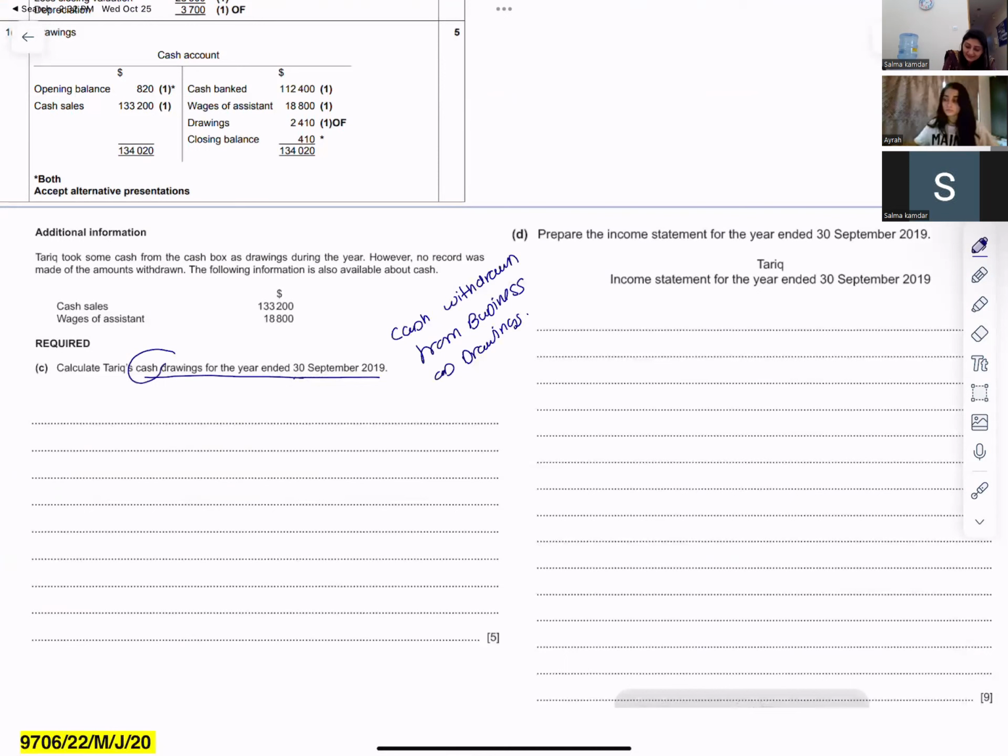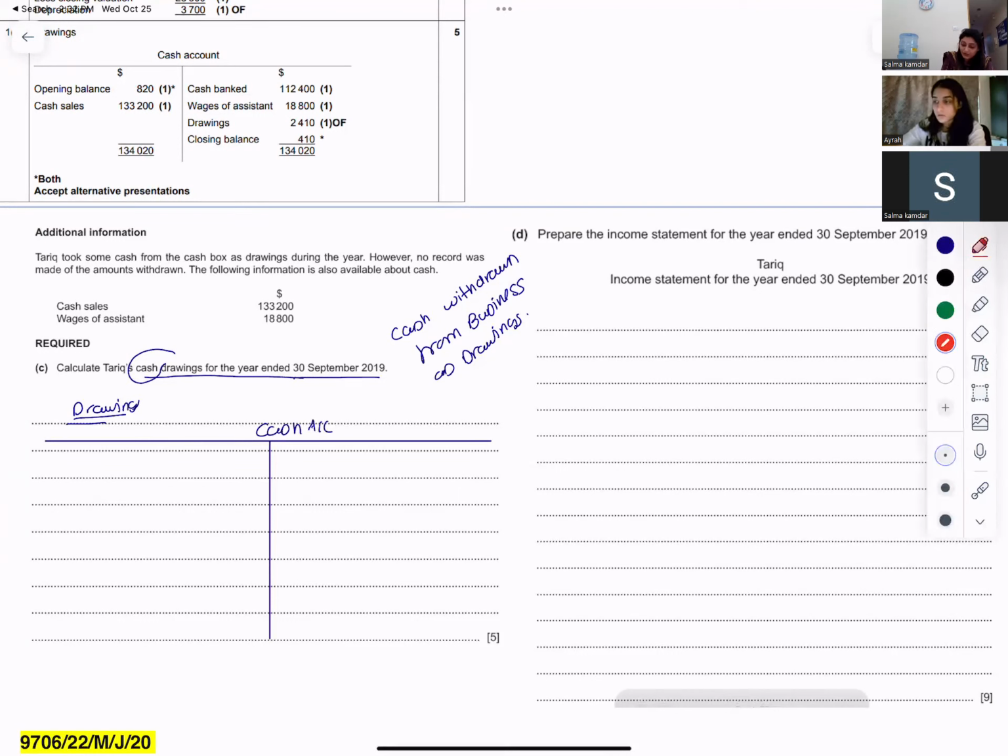So can I make a cash account to find out cash drawings? Wait, you can also make the drawings account, no? Do you have any drawings account? If we want to find out how much cash is going out, we want to find out how much cash is going out as drawings. This is what we want to find out, right? Okay. So I have the opening balance of cash and I have the closing balance of cash.